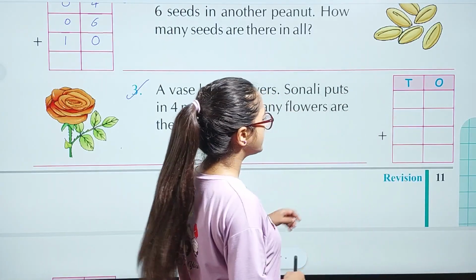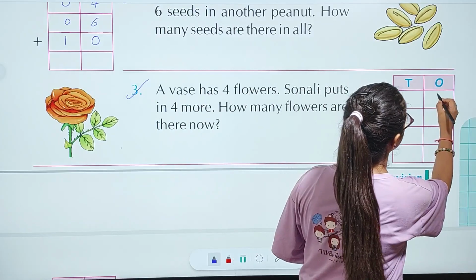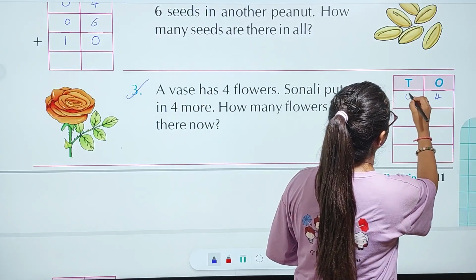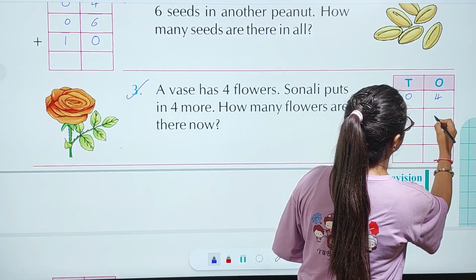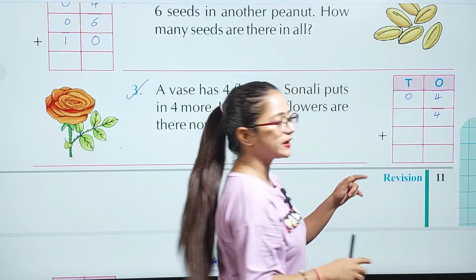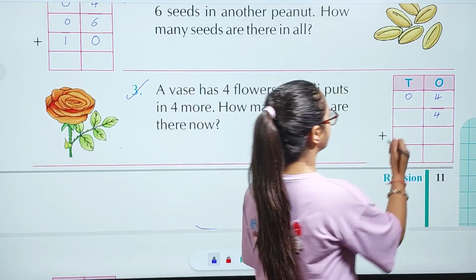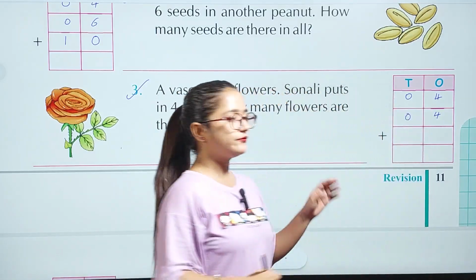So first you have to write down 4 here in the ones place, and the tens place should be 0, and 4 here in the ones place, another 4 because Sonali added 4 more flowers. Okay, now add 4 with 4.